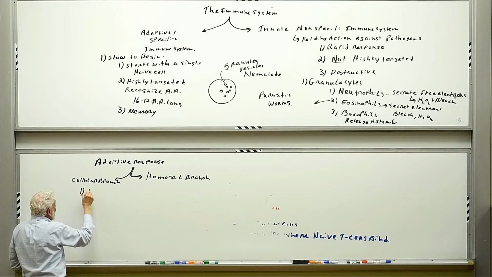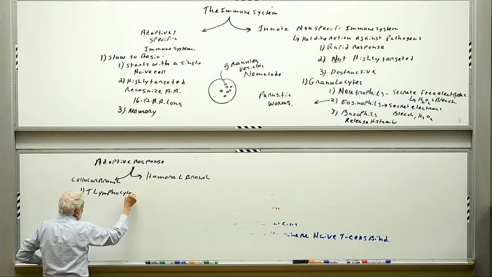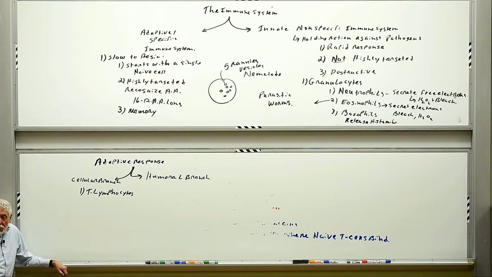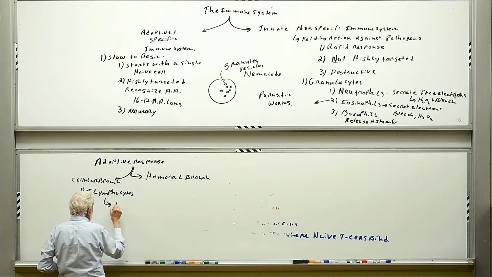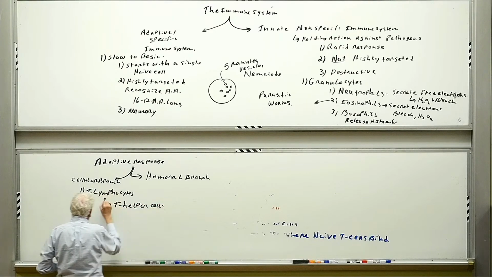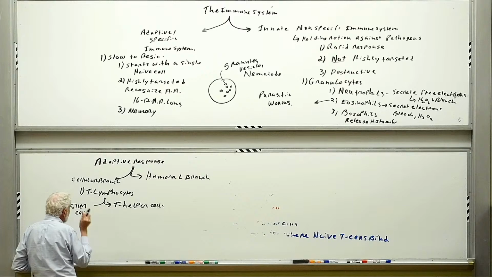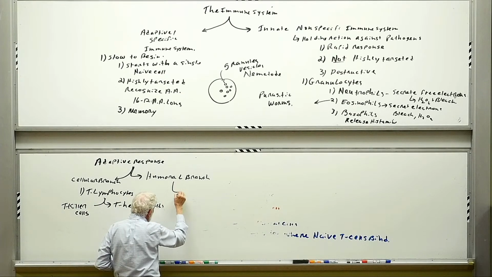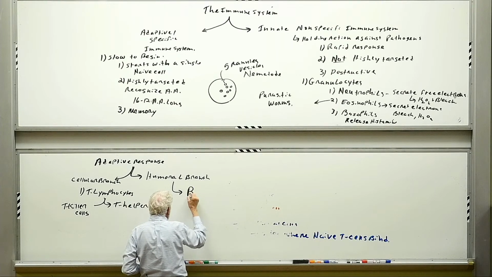The cellular branch are the T lymphocytes. So these are the cells that have to be selected in the thymus. And they also come in two varieties. If you take a course in immunology, you'll see there are subtypes upon subtypes upon subtypes. But we're going to say these T lymphocytes can be divided into T helper cells and T killer cells. The humoral branch contains one cell type. These are the so-called B lymphocytes.